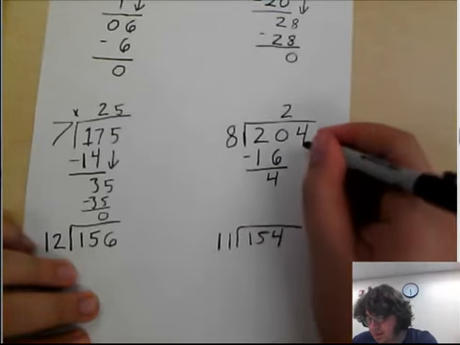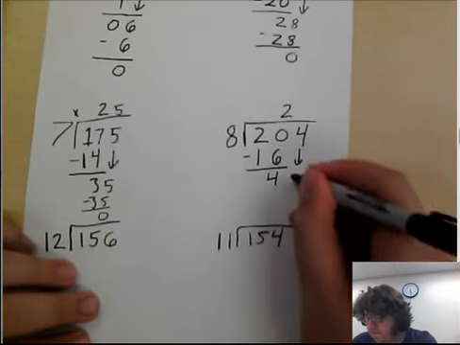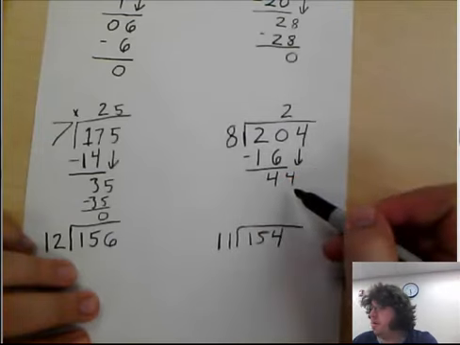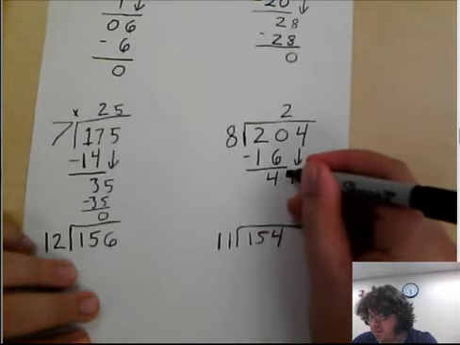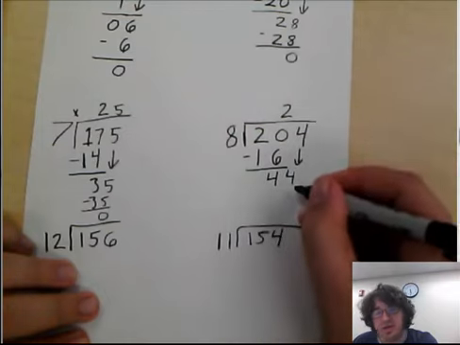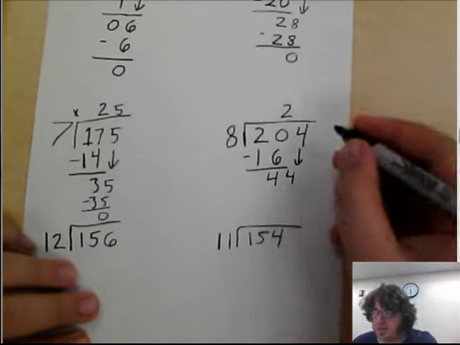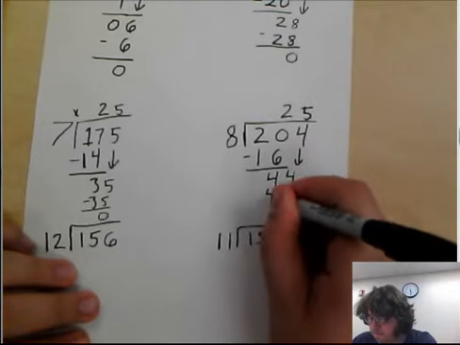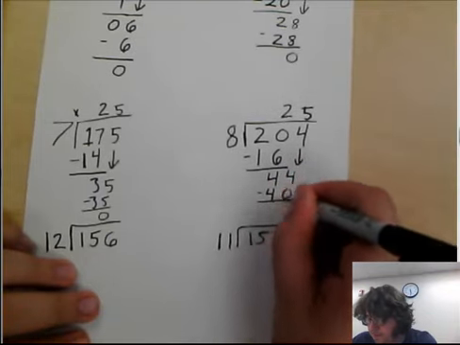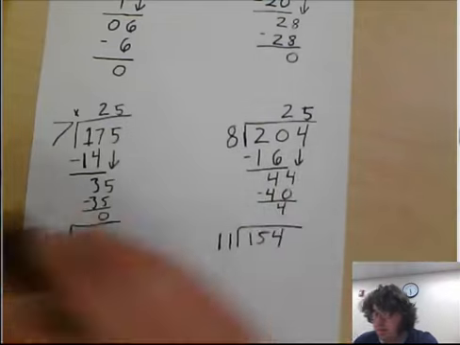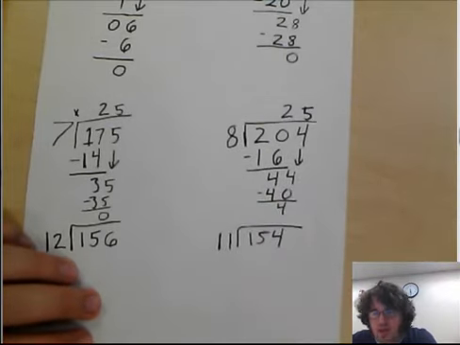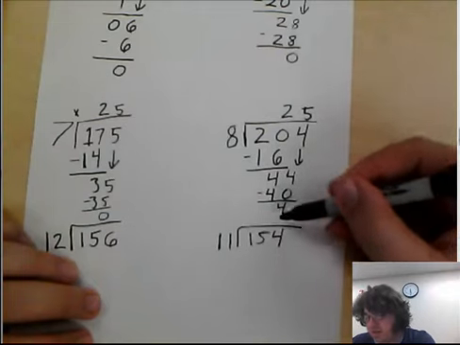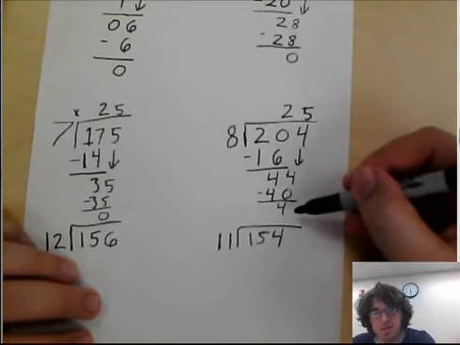Got to bring down that 4. Now 8 goes into 44. How many times does 8 go into 44? Well, I can get close. I can get to 40 because 8 times 5 gives me 40. Okay. Here's a problem. I am out of numbers to bring down, but I still have some left.